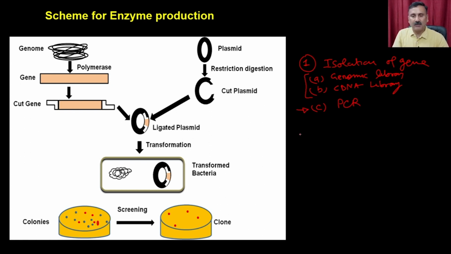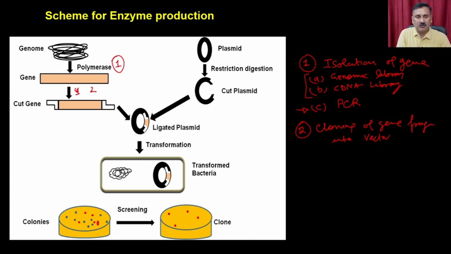Then once you get the gene fragment, you can do the cloning of this gene fragment into a vector. So this is step 1, and step 2, you are going to do the same for the vector also. And then step 3, you are going to put the ligation reactions, right? So that is also a part of the cloning reactions.